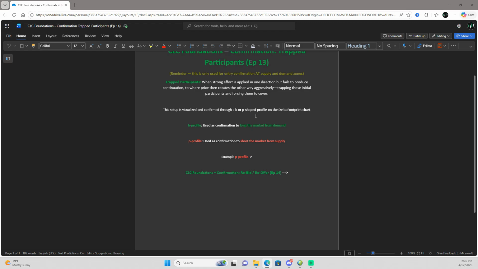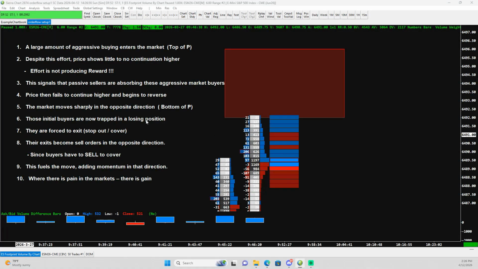The B profile is used as confirmation to long the market from demand, and the P profile is used as confirmation to short the market from supply. So in this video, we're going to go over to Sierra Chart, and I'm going to show you guys an example of the P profile. We're going to go over the chronology of the P profile, and this will serve as an excellent way to show you what it is in real time, and that will allow you to understand how you can use it within your own trading better.